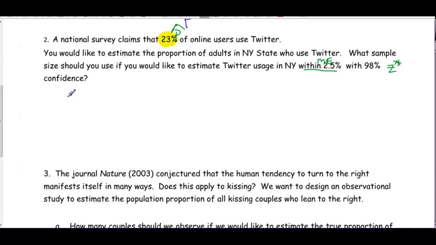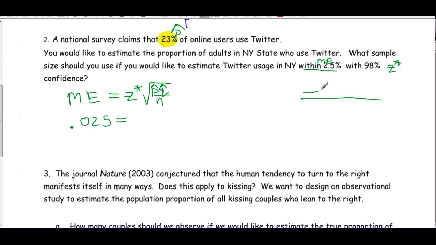So right now, if I set this up, I know that my margin of error is equal to my critical z times the square root of p-hat times q-hat over n. Okay, so I want to be within 2.5%, so I'm at 0.025. We're going to need to work backwards to figure out what this critical z is.